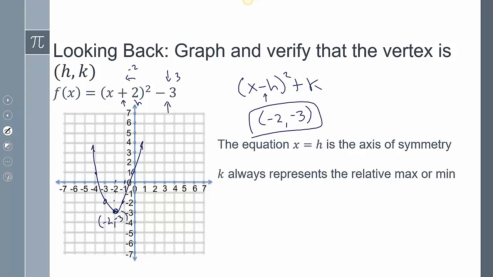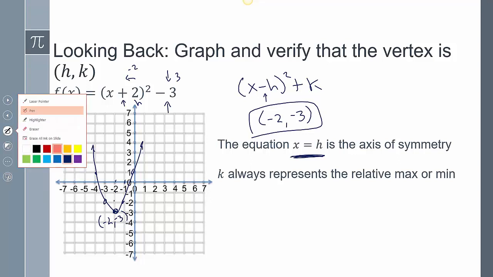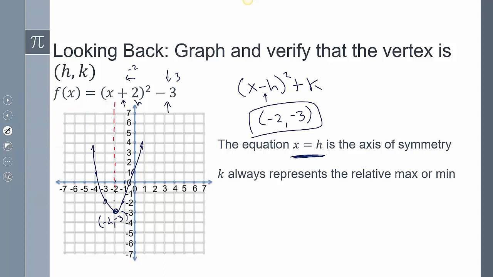Now another thing to point out: the equation x equals h is always the axis of symmetry. If I draw this imaginary line down, granted I didn't draw my parabola beautifully, this right here is the axis of symmetry, and it's always the equation x equals h. So it's the equation x equals negative 2 in this case, a vertical line that goes straight up and down at negative 2. The reason they call it the axis of symmetry is that it's the line about which my graph is perfectly symmetric, which means the two sides fold onto each other perfectly.